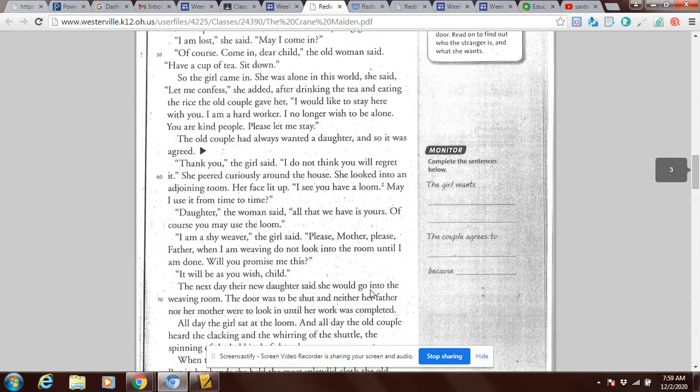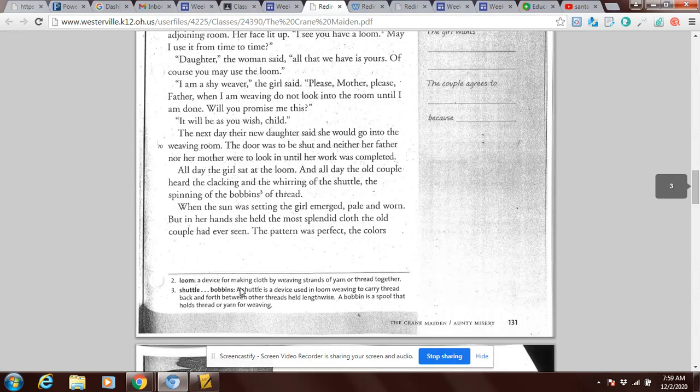So a loom, so here's a footnote. It's a device for making cloth by weaving strands of yarn or thread together.